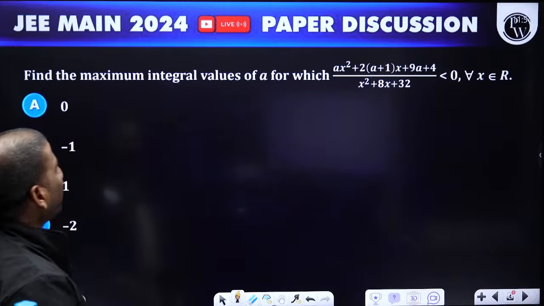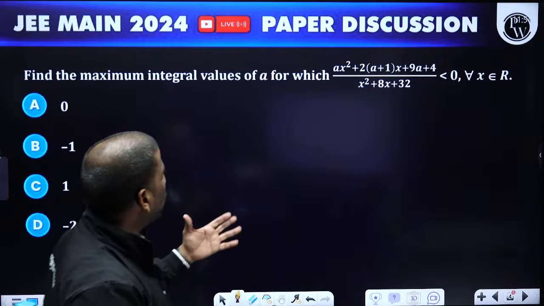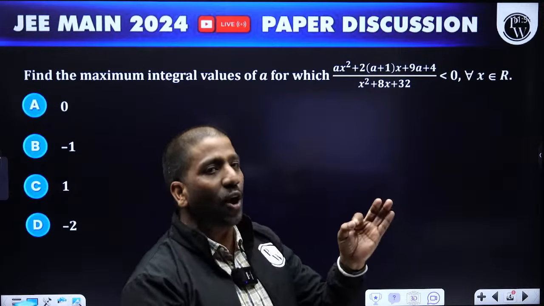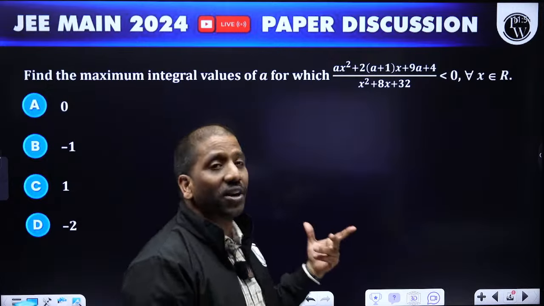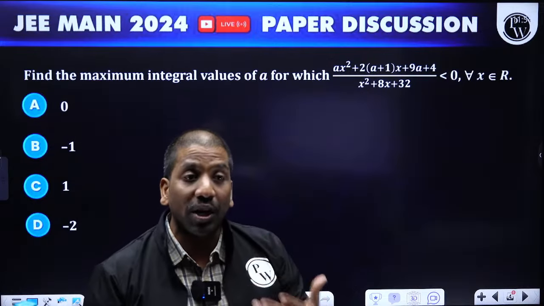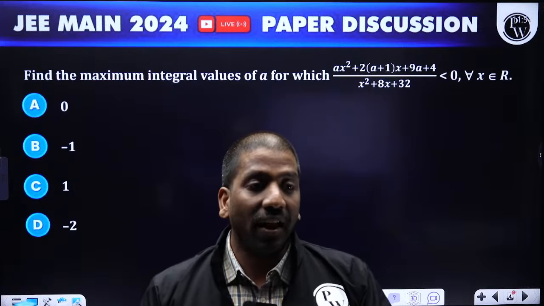Next question, find the maximum integral value of A, for which this equation. So, this is like a quadratic only, rational quadratic form is given, right?